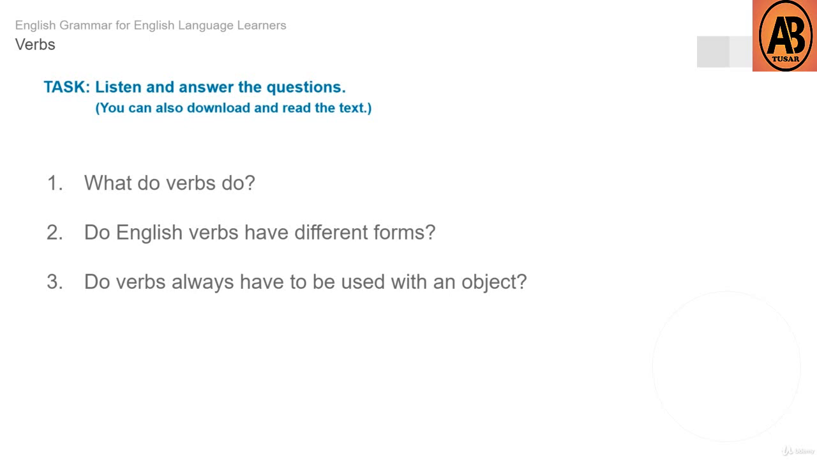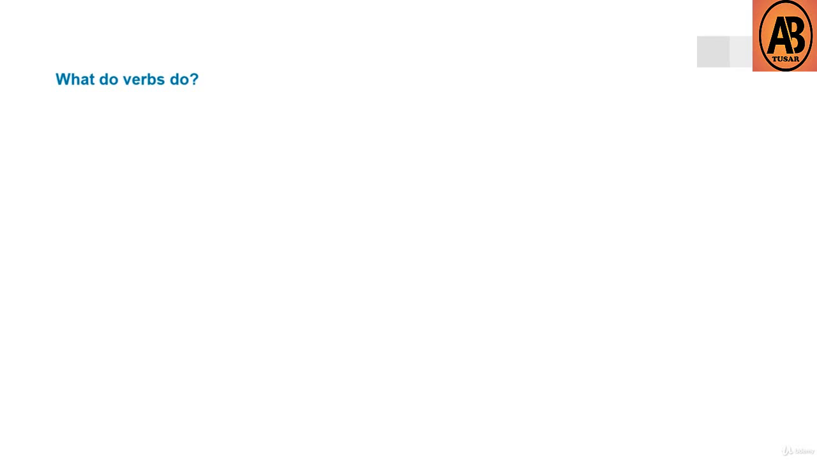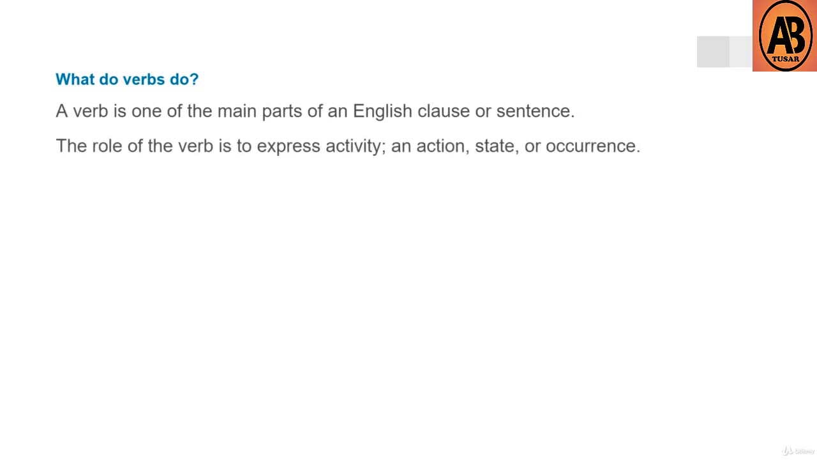So what do verbs do? I said before that nearly every clause or sentence has a verb. So a verb is one of the main parts of an English clause or sentence. The role of the verb is to express activity. This can be an action, state, or occurrence.